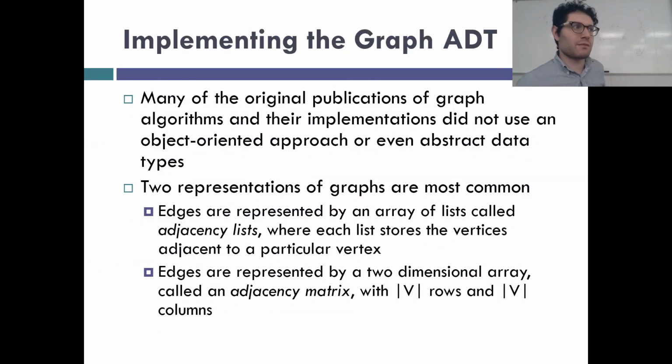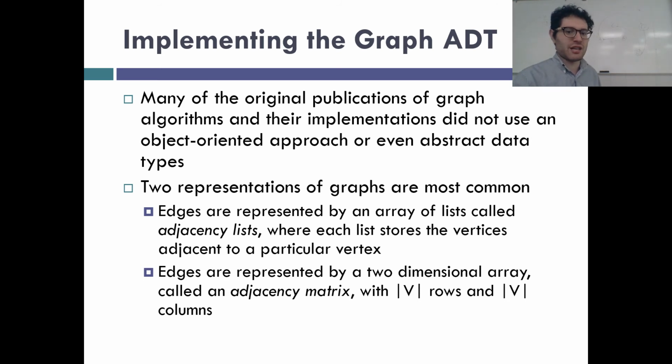Because they were initially mathematical constructs, they did not really care about the implementations, did not use an object-oriented approach, did not even care about abstract data types. They just had nodes and edges and assumed it would work because it was math. But we had to come and clean that up. So there are two different types of representations of graphs.